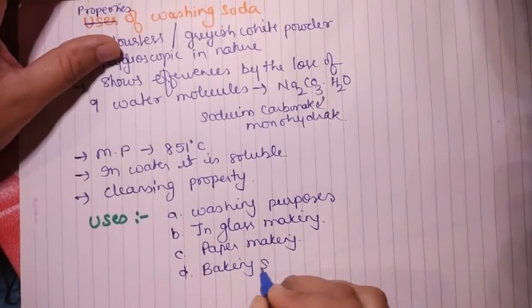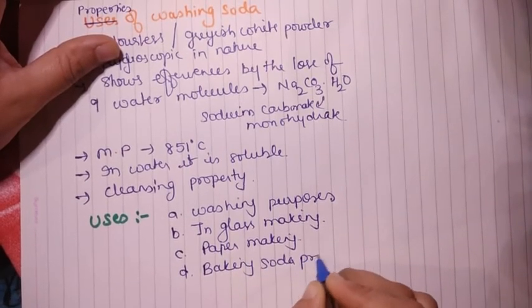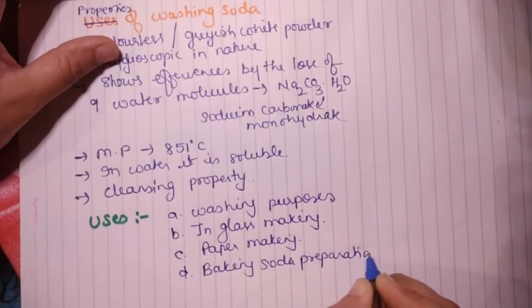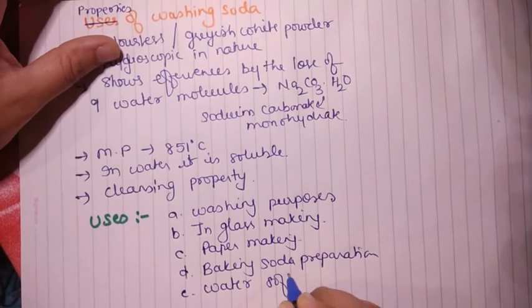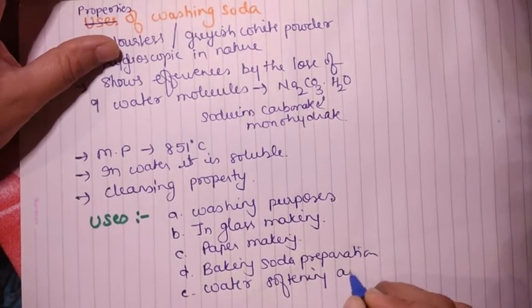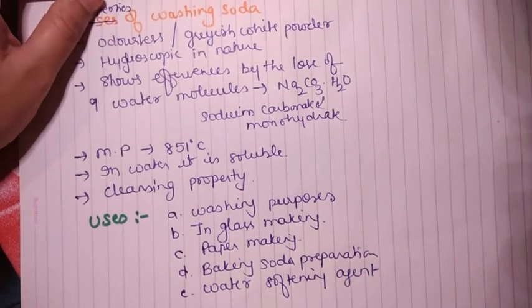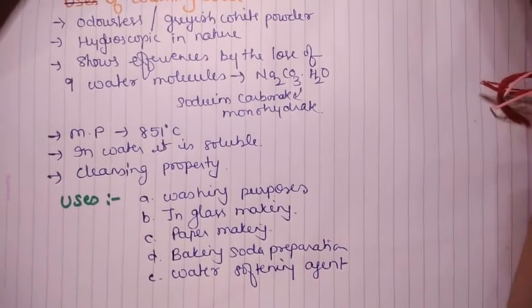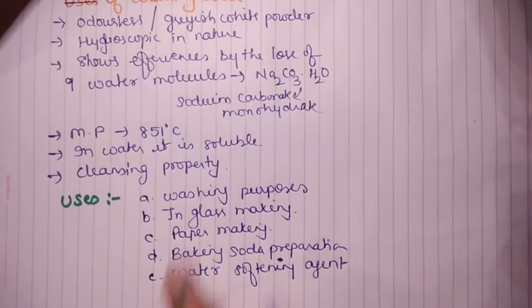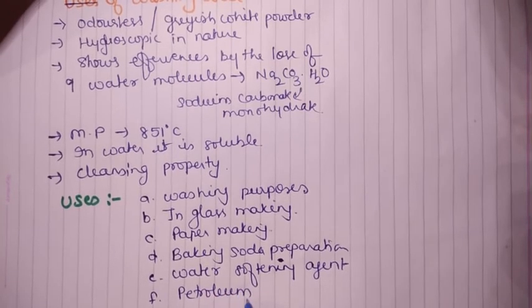बेकिंग सोडा प्रिपरेशन के लिए भी हम यूज़ कर सकते हैं. It is also used as a water softening agent. If any area is there where water is very hard, that means for hardness, it is actually acting as a softening agent. So we can use this washing soda for actually softening the water. Okay, so these are the uses, and one more we can write that in petroleum refining also it is having a wider application.